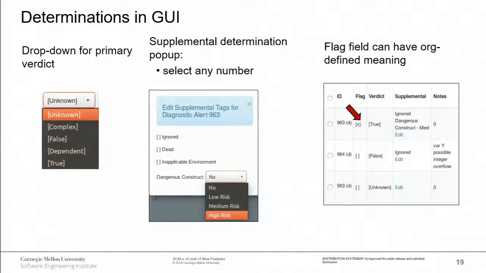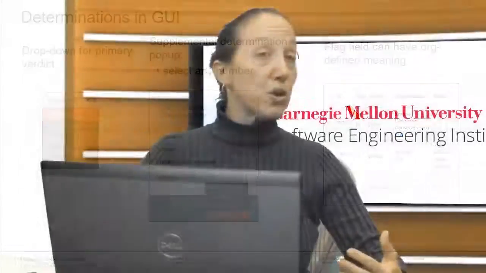Also, a flag field can have an organization-defined meaning. So it is a field that we have entered. If your organization wants to enter determinations that aren't supplied by the list I've talked about before, you can use the flag field, including in combination with any of the other determinations, and then define that combination of flag and any other determination to mean what you want, any additional determination you want your organization to use.